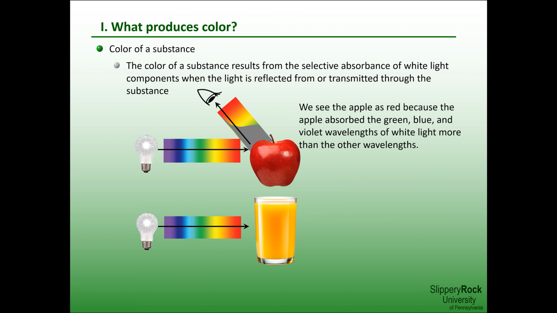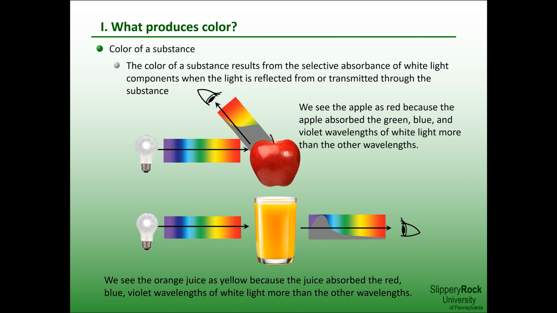When light passes through the juice, the liquid absorbs much of the red, blue, and violet wavelengths, allowing mainly the yellow and orange wavelengths to be transmitted. Those transmitted wavelengths reach our eyes, and that's why the juice appears yellowish-orange. This principle, called selective absorption, is what explains the wide variety of colors we observe in nature and in materials.